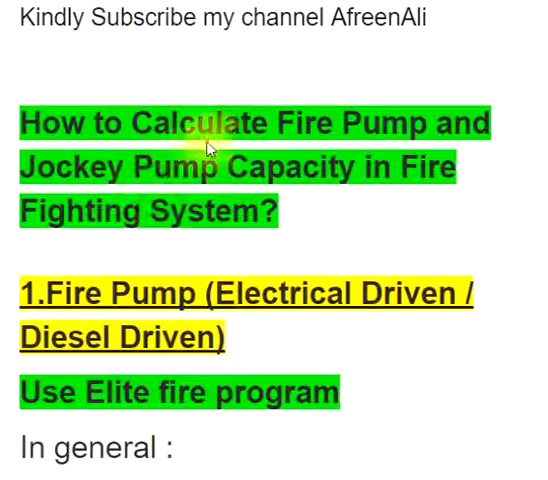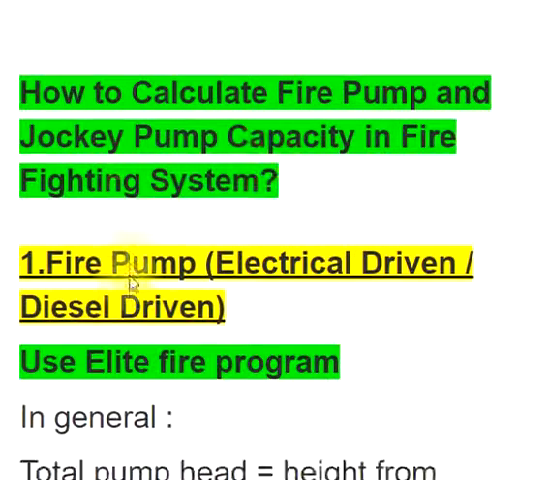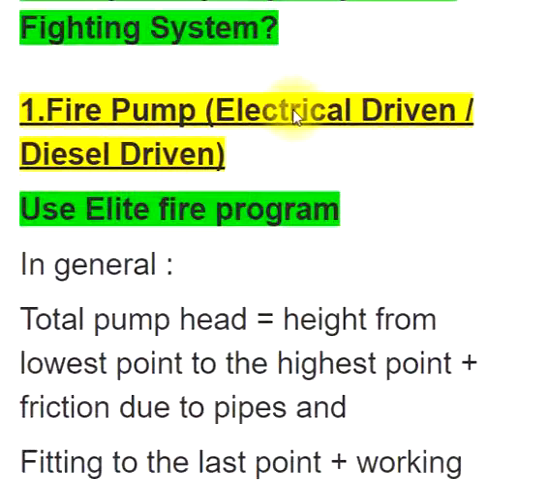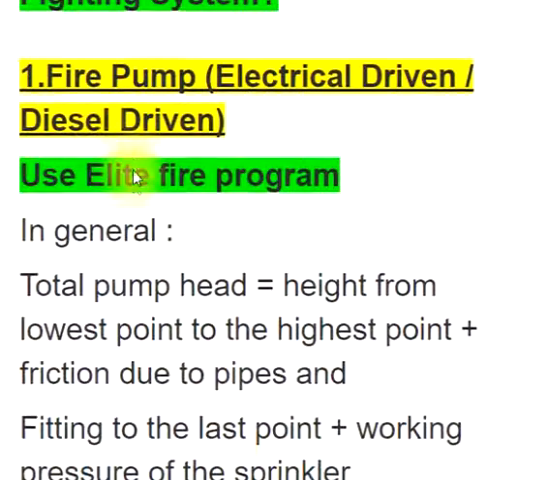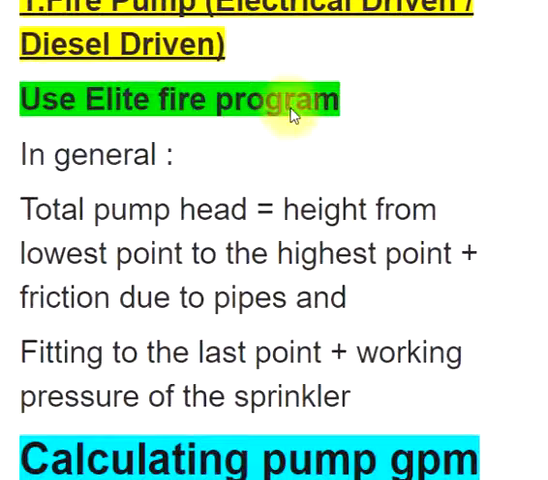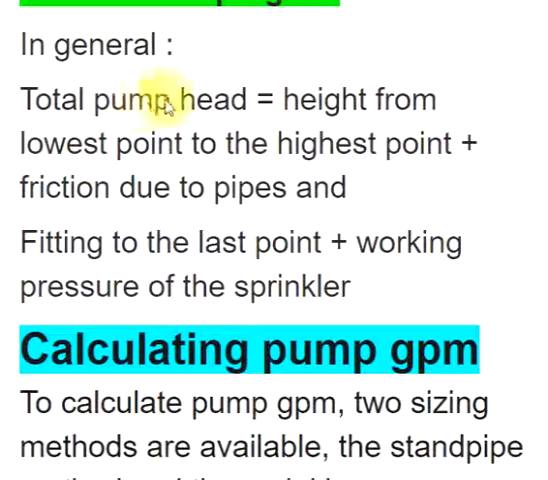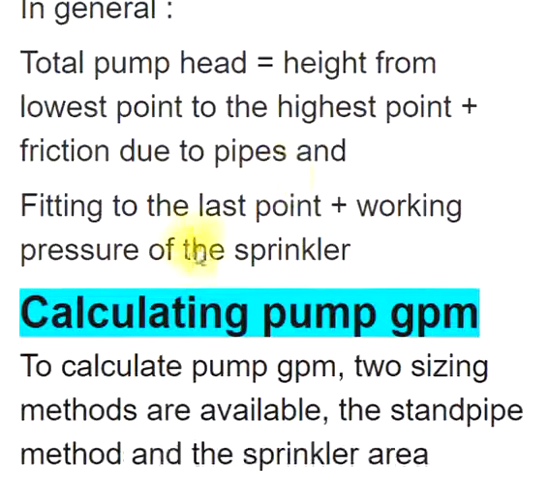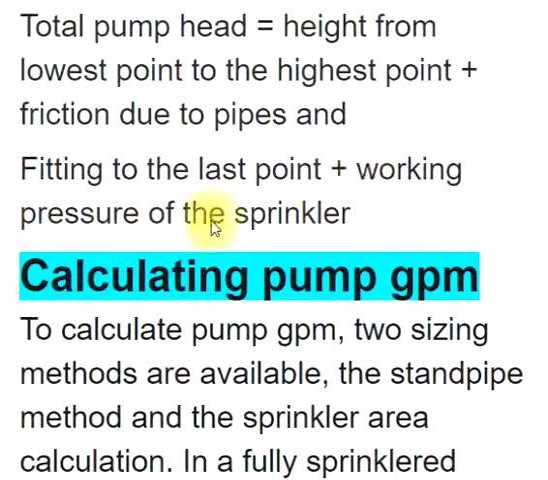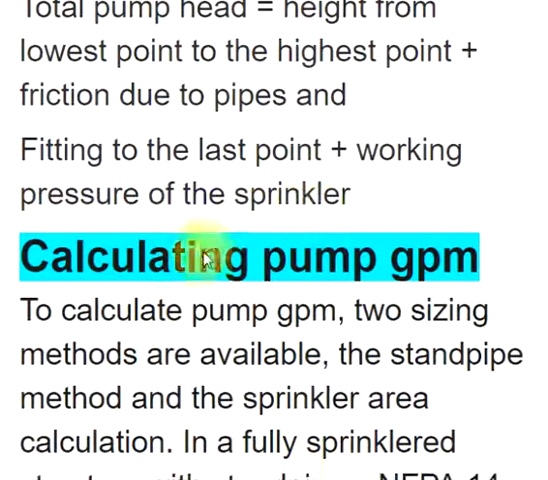How to calculate fire pump and jockey pump capacity in firefighting system. 1. Fire pump, electrical driven/diesel driven. Use Elite Fire Program. In general, total pump head equals height from lowest point to the highest point plus friction due to pipes and fitting to the last point and working pressure of the sprinkler.